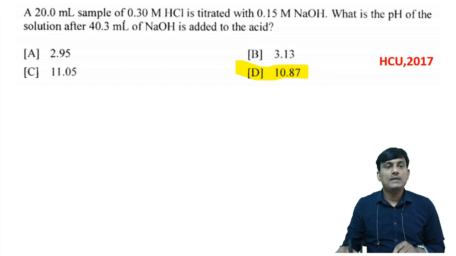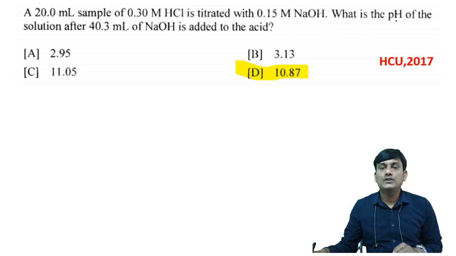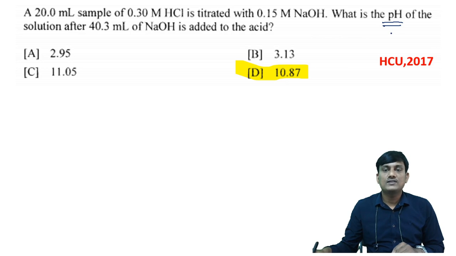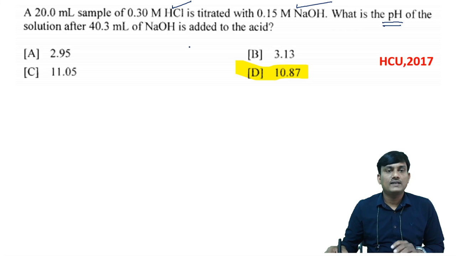A 20 ml sample of 0.30 molarity HCl is titrated with 0.15 molarity NaOH. What is the pH of the solution after 40.3 ml of NaOH is added to the acid? We have to find out the pH of the solution. For this we have to find out concentration of H plus or concentration of OH minus. Here there is a neutralization between acid HCl and the base sodium hydroxide.